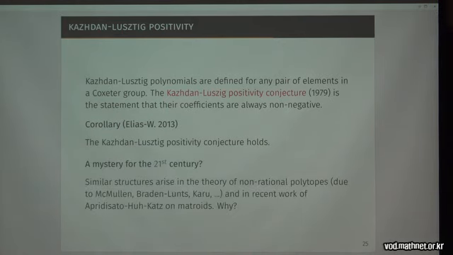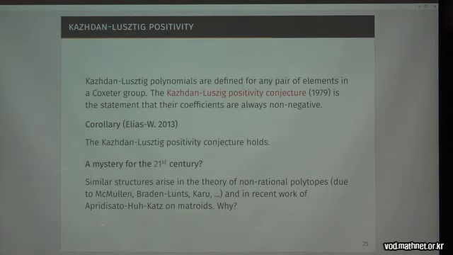And this I find a completely interesting mystery, I call it a mystery for the 21st century. So there's this extraordinary theory of non-rational polytopes. If I have a rational polytope, I can associate a toric variety to it, and Hodge theory can tell me remarkable things about, for example, the cohomology of this toric variety. But if my polytope is non-rational, I don't have a toric variety, and yet these Hodge theoretic statements still hold. And this is used to establish statements in combinatorics about face numbers of polytopes.